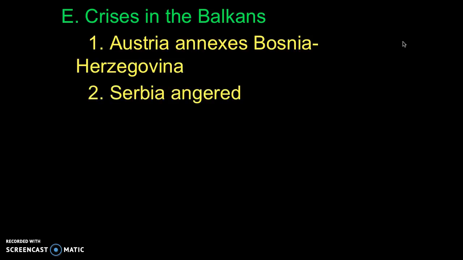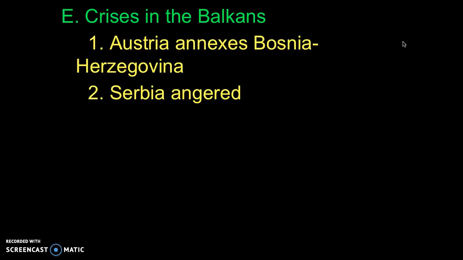This angers the brand new country of Serbia, which also broke away from the Ottoman Empire, because Serbia wants to unite all the Slavs. They want to unite all the Slavic people. And Bosnia-Herzegovina is full of Slavic people, and Serbia wanted it. And Austria knew that Serbia wanted it, and Serbia knows that Austria knew that Serbia wanted it. That makes sense. And Austria took it anyway.